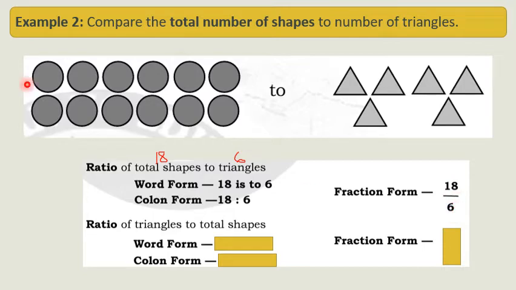So, ito po. So, paano naman kapag binaliktad? So, triangles muna to total shape. So, sulatan natin yung triangles is 6. Ang total shape is 18. So, in word form, siyempre unahin natin yung nauna dito. So, 6 is to 18. Kapag colon form, 6 is to 18. So, nagpalit lang tayo ng colon. And sa fraction, so, mauuna yung 6.